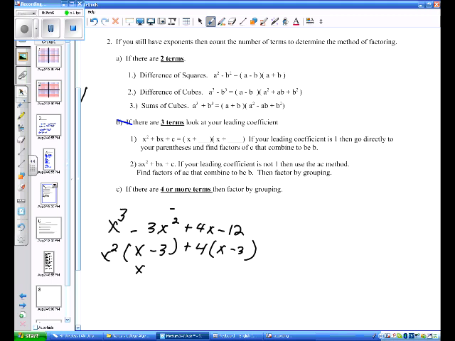So we could factor this to be x minus 3, because that was our common factor, times x squared plus 4. Now, we still have an exponent. It's a square. We have 2 terms. So with 2 terms, remember, we look for the difference of squares, but this is the sum of squares, so we cannot factor that any further. But it's just doing our factoring by grouping.